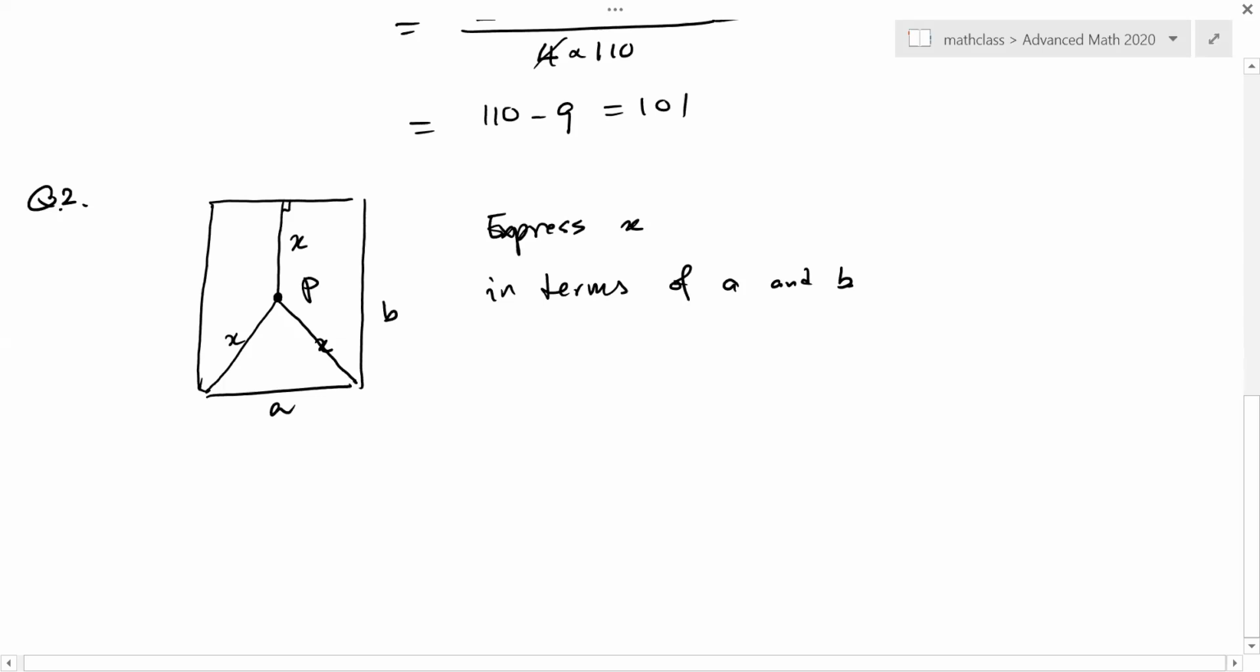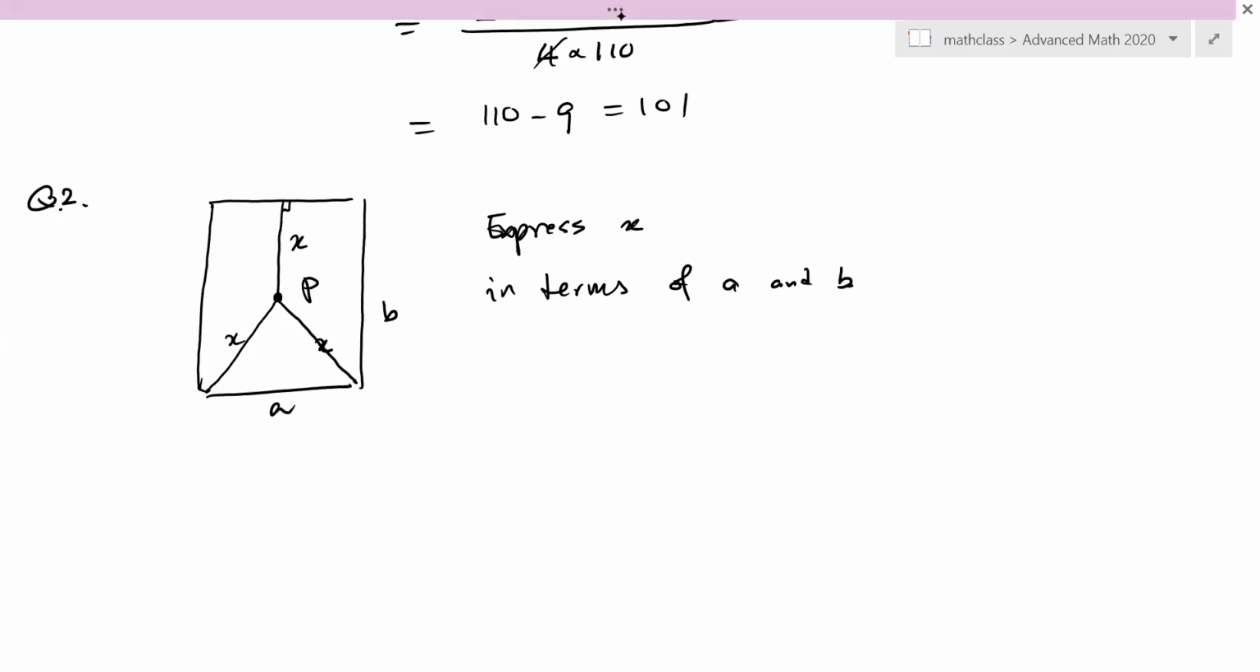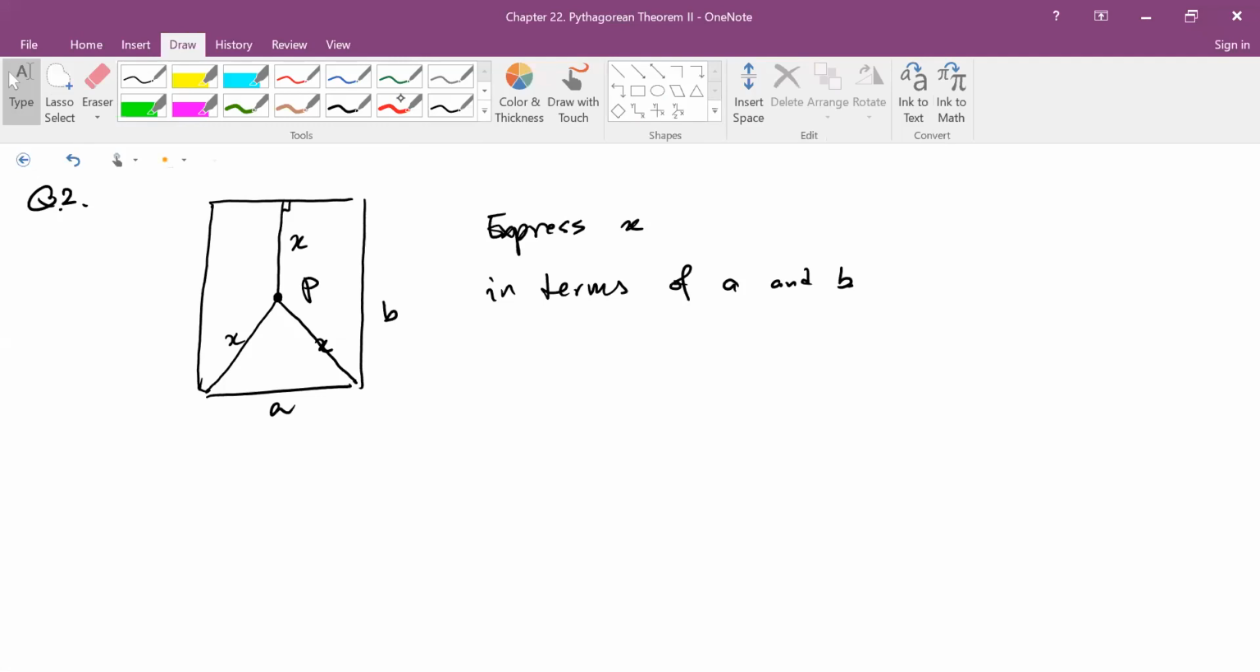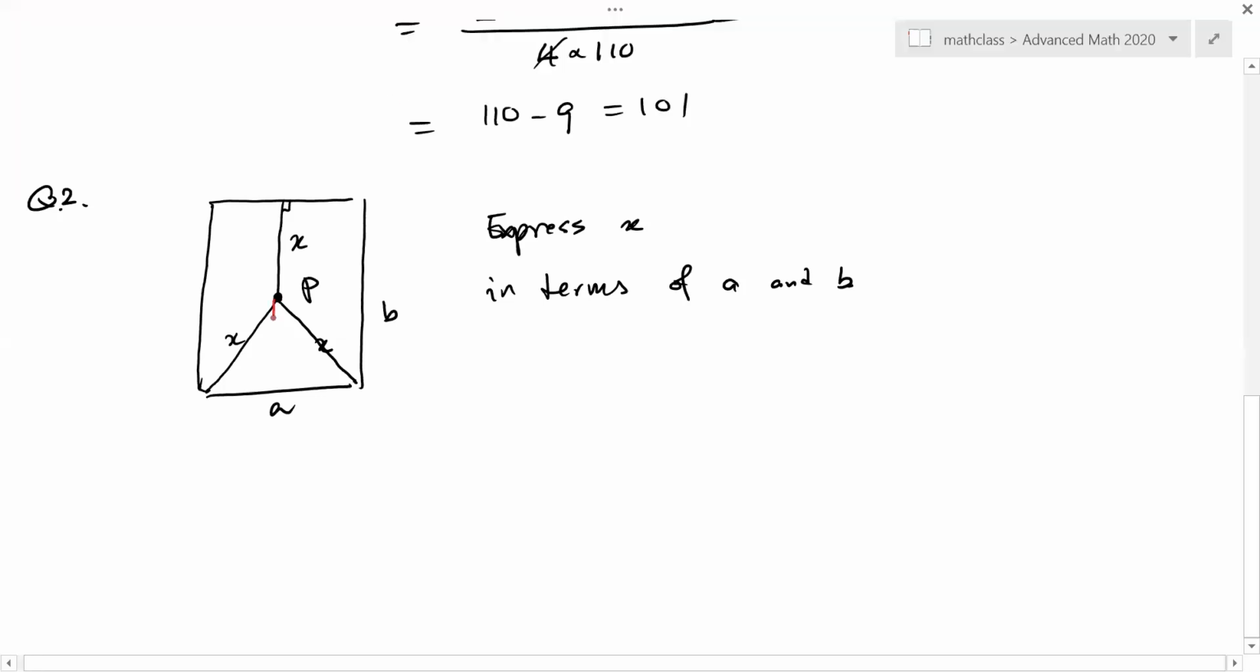Right, so the idea is to look for triangles, the right triangles. By drawing additional lines, you can extend this line all the way to the bottom, so you get two congruent right triangles. Once you get a right triangle, you have to express each side in terms of those given numbers.